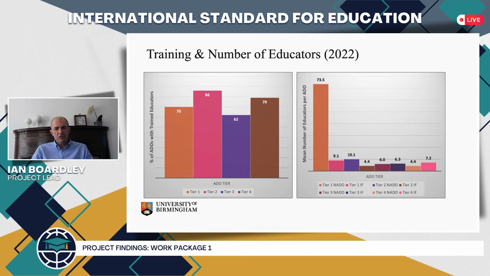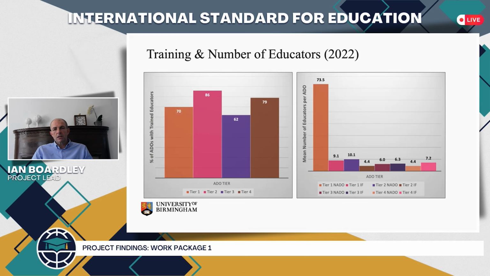There are differences, but there's nothing systematic there that suggests it's to do with the size or scale of the organisation. But where we are seeing a systematic change is when we look on the right in terms of the number of educators per ADO, and this relates to that volume of education delivery that we've just seen. Clearly, if you're going to be delivering much more education, you need more educators. So if we look at the left-hand side and see that 70% of ADOs have trained educators, and then we've got an average of over 70 educators per ADO, there's a body of knowledge in terms of training of educators there that will be useful going forward.